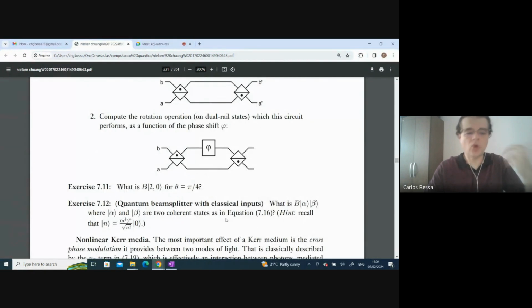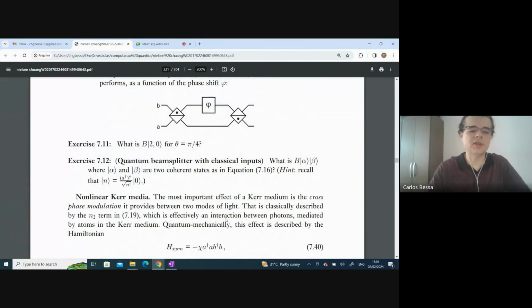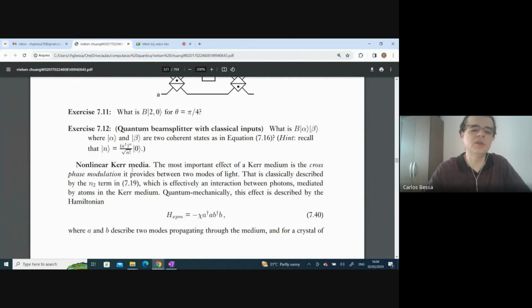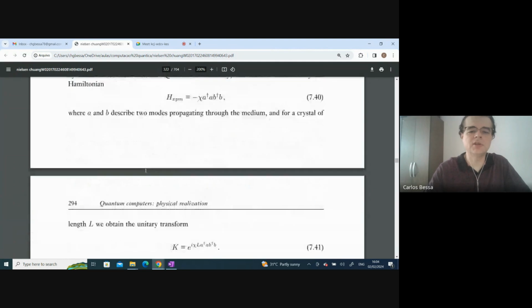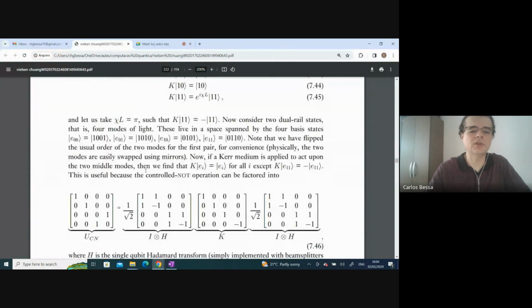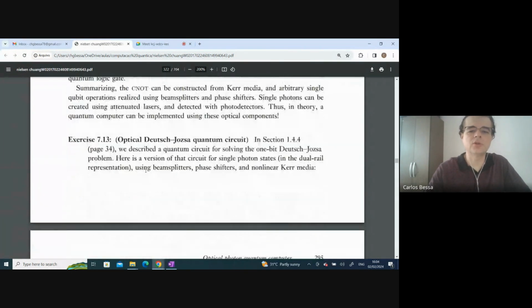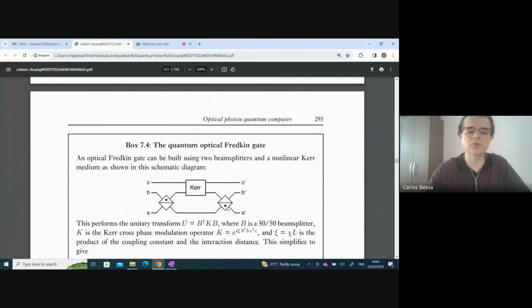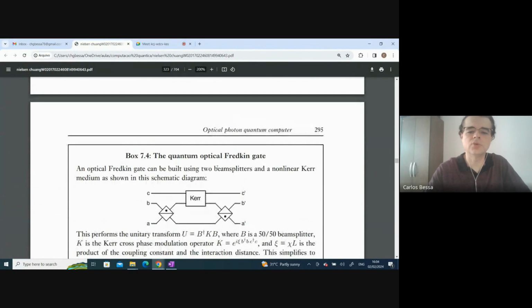But we will see more when we study, in the next lecture, the theory about nonlinear media, and in the exercises we have some other circuits that we can discuss as well. I mean, other examples like this one, and so on.